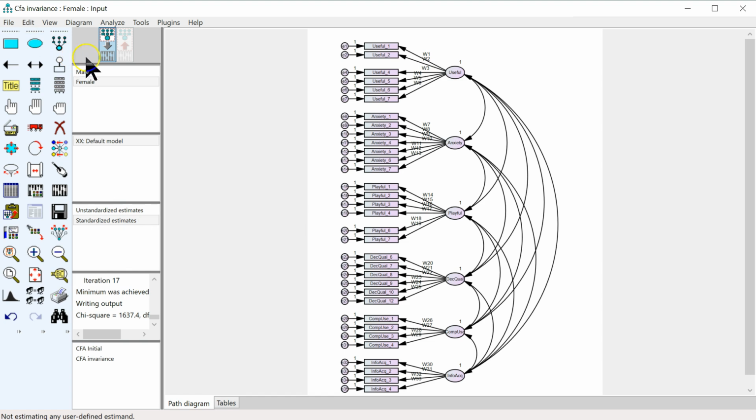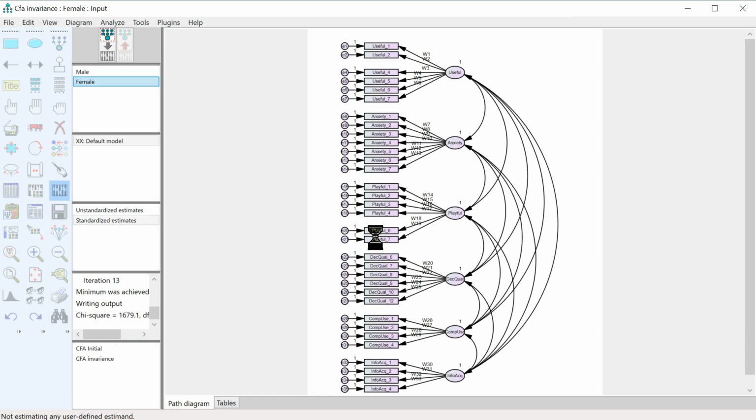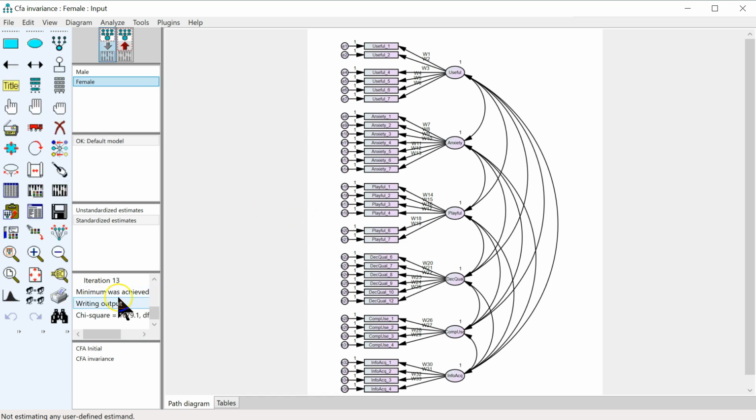They are now named across groups. You can see male group and female group. They are named, and they're named the exact same thing. Notice they didn't actually change. And when they're named the same thing in AMOS, that tells it to make them equal. So now we run it, and we get a chi-square and degrees of freedom here.